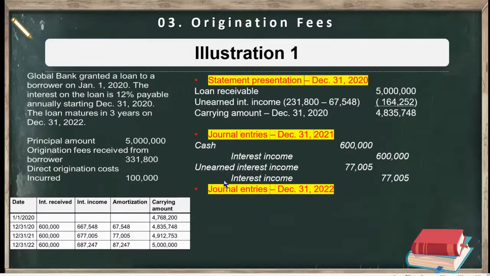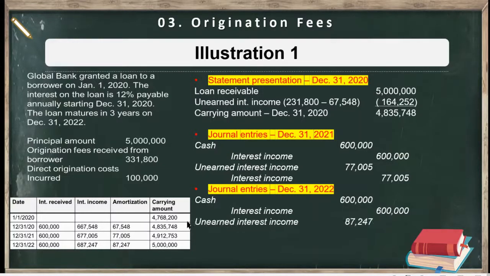Then what will be the journal entries on December 31, 2022? Debit cash, credit interest income, then amortization. I remember this is the balancing figure to make it 5 million. And then credit interest income, 87,245. And finally, we're going to collect the principal after 3 years: debit cash, credit loan receivable.